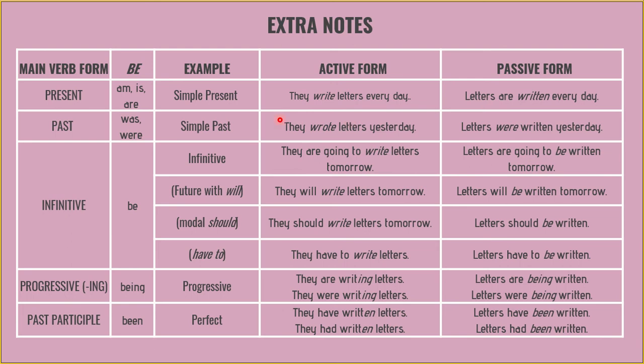Let's take a look at more examples. In the simple past tense, "They wrote letters yesterday." "Letters were written yesterday." So they have the same pattern. Letters in the active form is always the object. When you turn it into a passive form, the object always becomes the subject.